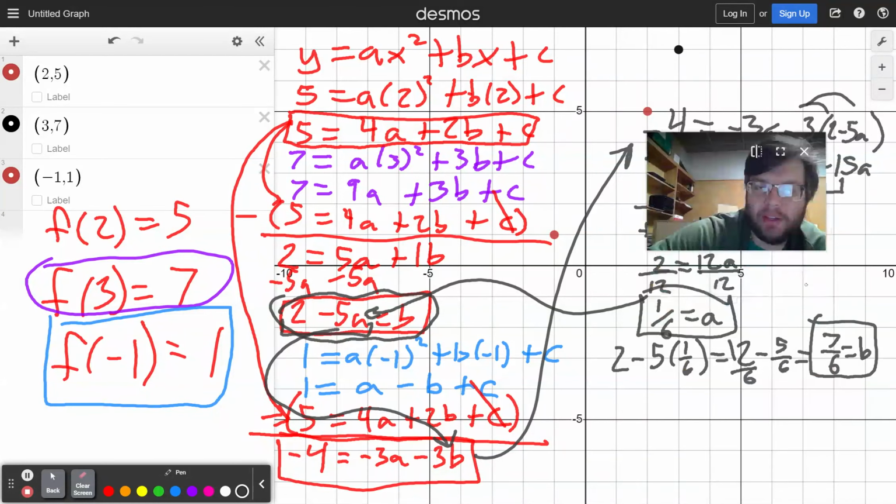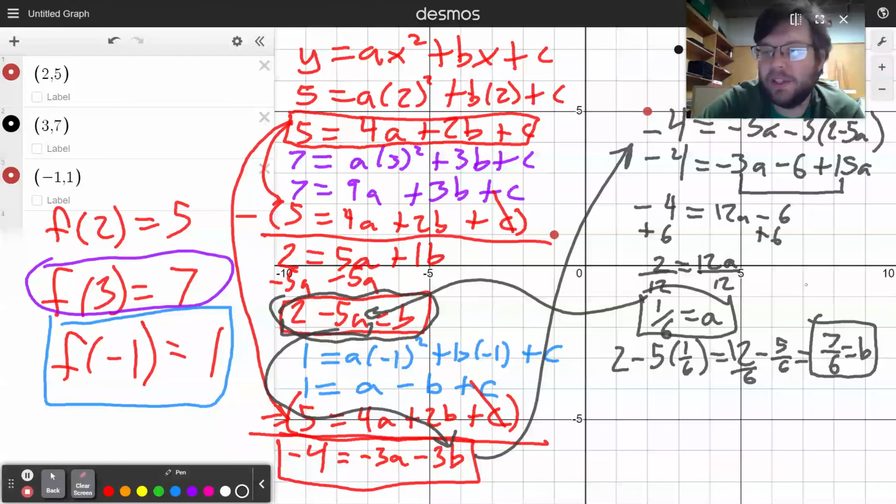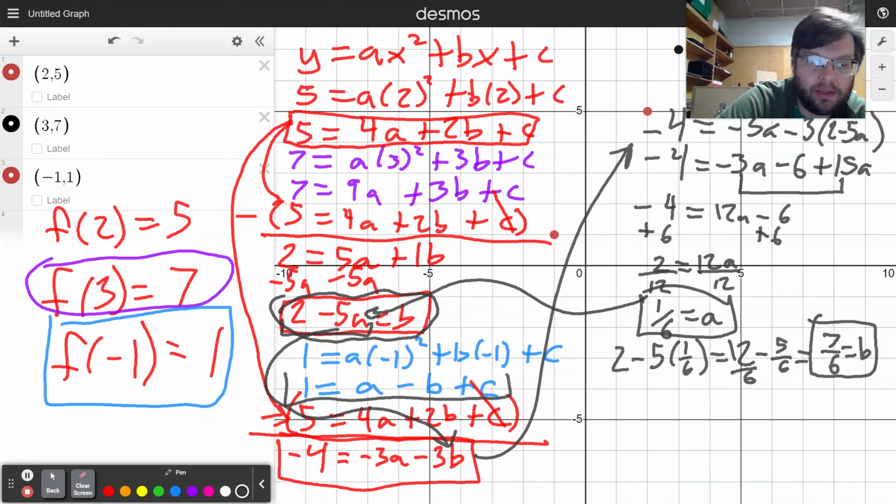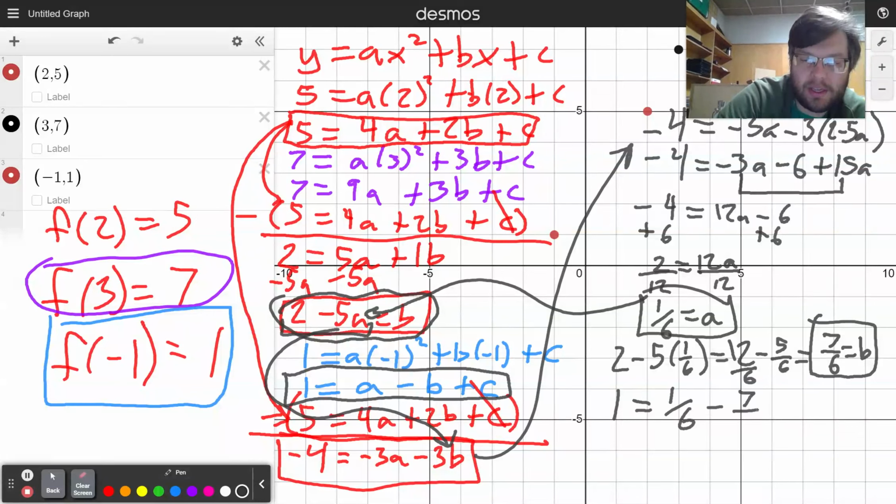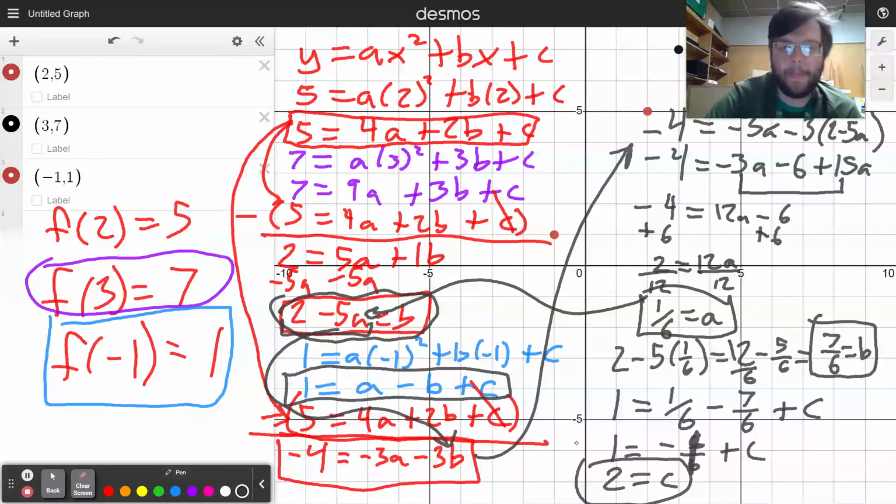Last thing is finding c, excuse me. So I've got a, I've got b. I can find c using any equation. I liked this blue equation. This one looked pretty easy. So I go 1 equals a minus b plus c. So 1 equals negative 6/6 plus c. 6/6 is 1. Add 1 to both sides, and you get 2 is equal to c.